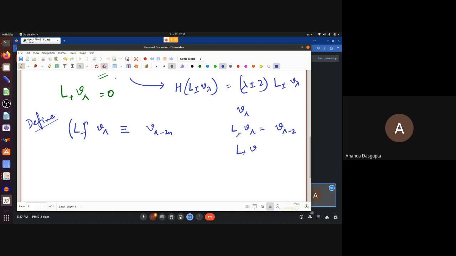Similarly, L minus V lambda, L minus square V lambda, what would that be? That will be a state with eigenvalue lambda minus 4. What I get when I apply L minus twice on V lambda, I'm going to call that thing V lambda minus 4. It's an eigenstate with eigenvalue lambda minus 4. But of all the eigenstates with the same eigenvalue, I'm choosing one and calling that my V lambda minus 4. Every other eigenstate with the same eigenvalue will be a multiple. Is that okay? Yes? No?